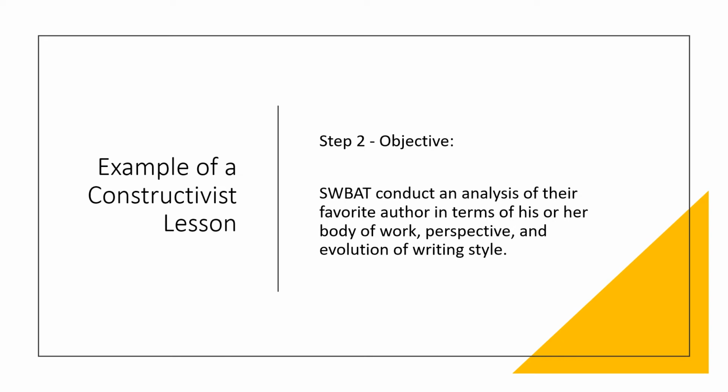Step 2 is develop a learning objective. SWBAT simply means students will be able to. The objective should focus on what you want students to be able to know or do at the end of the instruction. Here, our example's learning objective would be students will be able to conduct an analysis of their favorite author in terms of his or her body of work, perspective, and evolution of writing style. Notice how the objective is related to the topic or question.